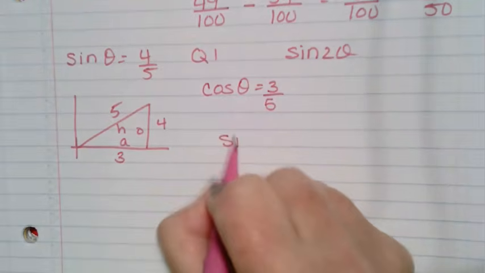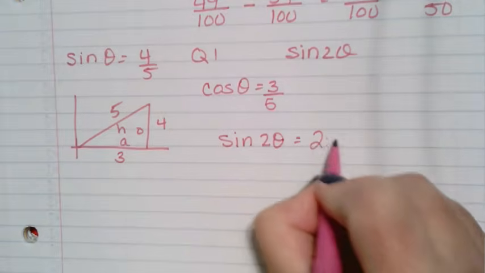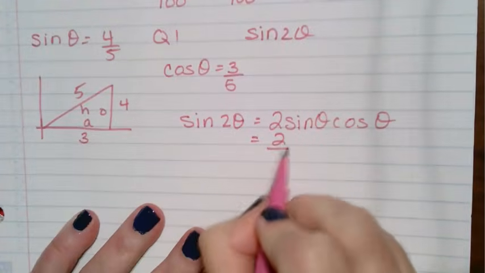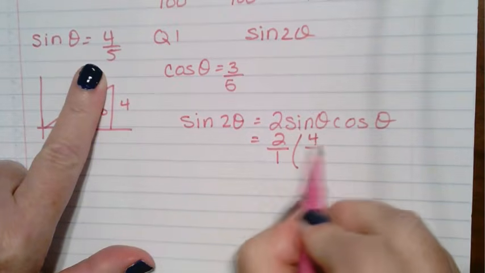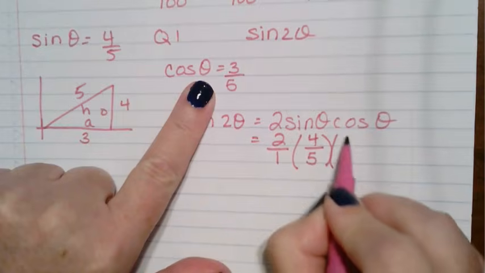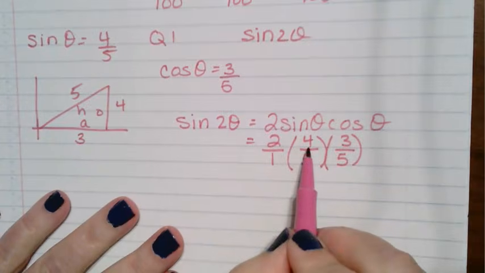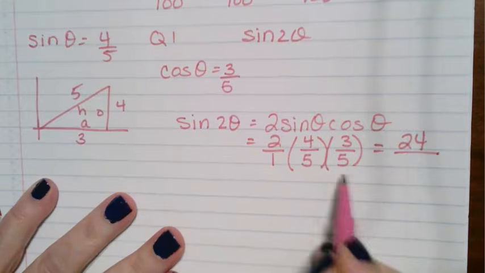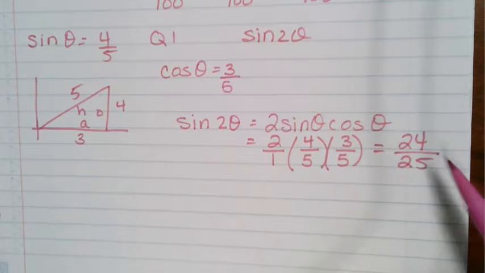So here we go. They want sine 2 theta, and this is 2 sine theta cosine theta. I'm going to turn 2 into a fraction since everything else I'm going to deal with is a fraction. So sine is 4 over 5, and cosine is 3 over 5. And then all you have to do is multiply. 2 times 4 is 8, times 3 is 24. 1 times 5 is 25. Also remember the top will always be smaller than the bottom.